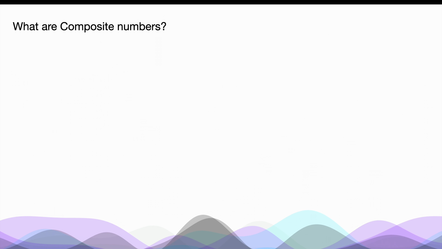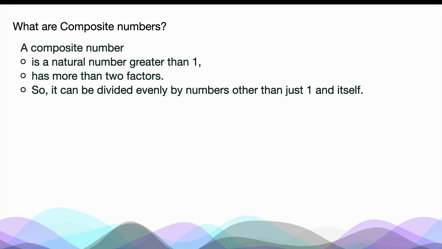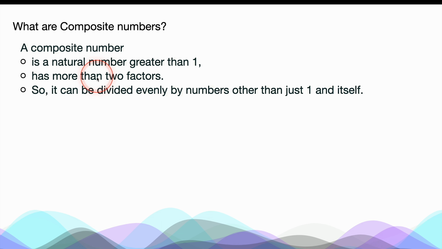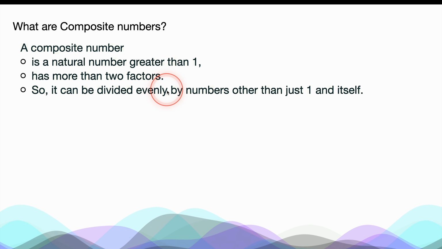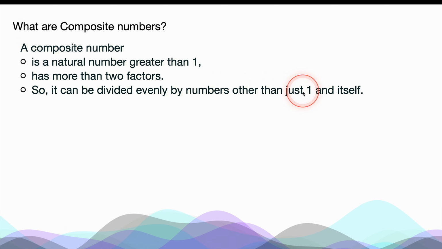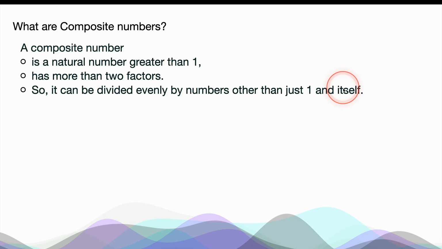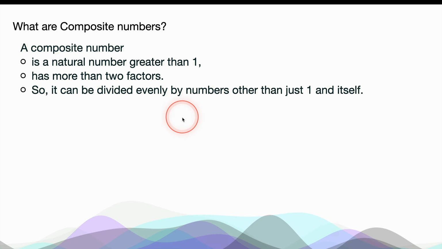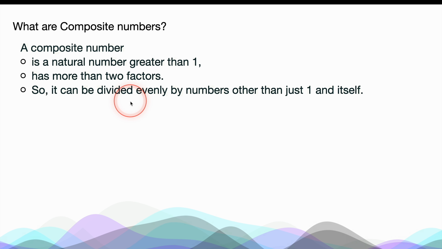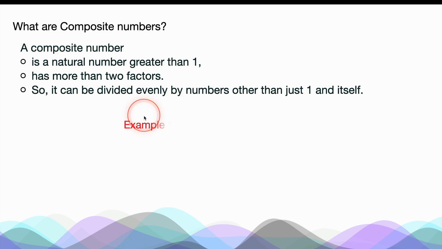Let us move forward. What are composite numbers? Composite numbers are again natural numbers greater than 1, but now they have more than 2 factors. So a composite number can be divided evenly by numbers other than just 1 and itself. We have the factors 1 and the number itself, and beyond that we have more numbers which are factors of the given number, and such numbers are called composite numbers. Let us go through some examples.